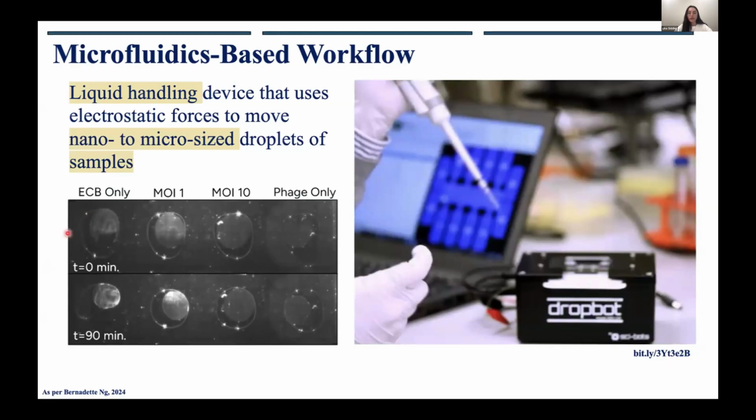We are measuring fluorescence over here. ECB is our positive control of just E. coli cells, and at different multiplicities of infection or phage-bacterium ratios, we can see how fluorescence intensity is diminishing as phage numbers increase because there are fewer bacterial cells that are actively growing and fluorescing.